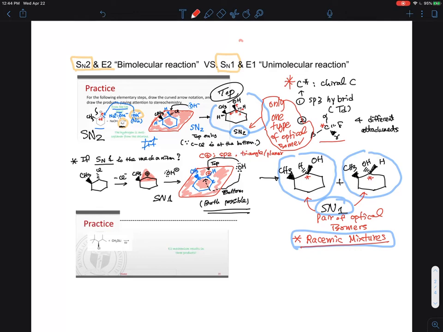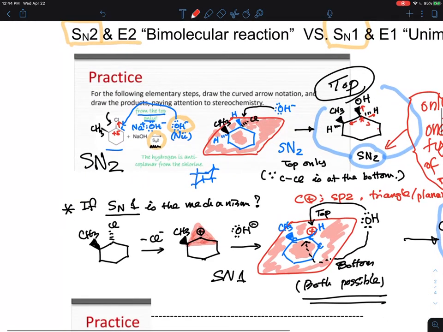I guess in this case the justification is that chlorine is not such a good leaving group because a carbocation has to be generated, whereas with this one, OH minus is such a strong nucleophile that it's just going to push, make a bond, and get rid of the chlorine.